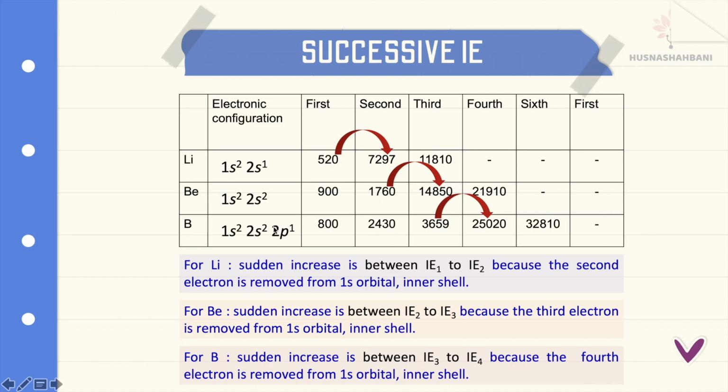Same goes for B. For B, the first ionization energy removes from P, the second ionization energy removes from S, but still the same n, n equal to 2. But the fourth electron you remove from n equal to 1. So this is a sudden increase. So we know that the electron is removed from the inner shell, a different n, when you see a sudden increase in ionization energy data.